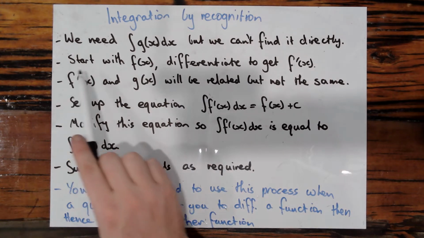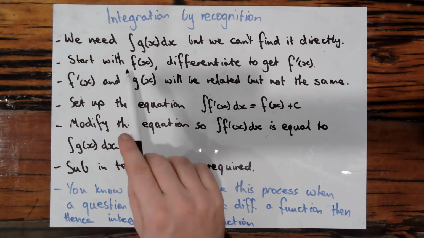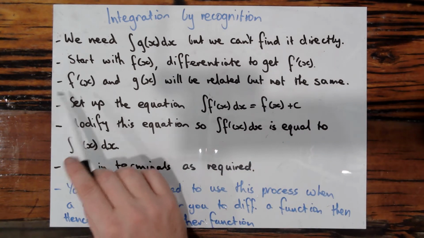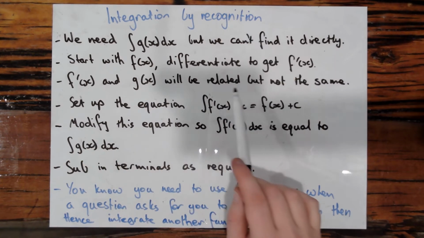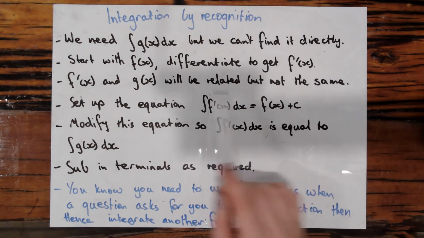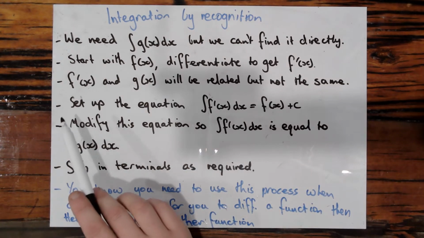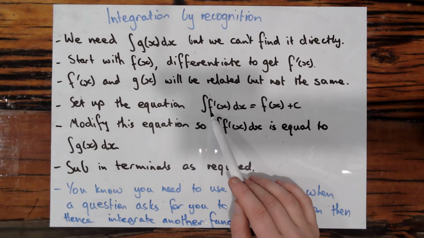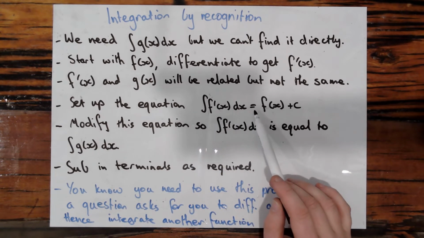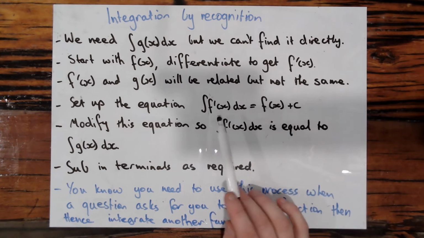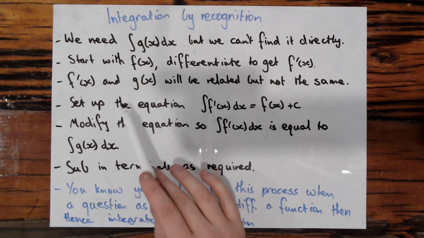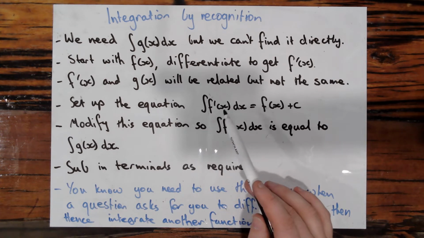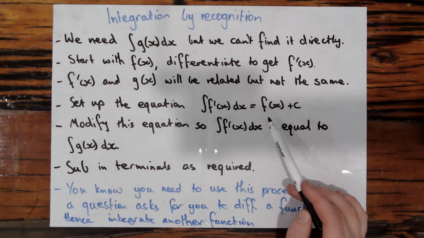So what we do is we start with a different function, f of x, and differentiate it to get f dash of x. f dash of x and g of x will be related but not the same, so there'll be a link between those two. We set up the equation, the integral of f dash of x dx equals f of x plus c, because we know that's true. If we take a function, differentiate it to get f dash of x, and then integrate that derivative, we get back to our original function plus c.